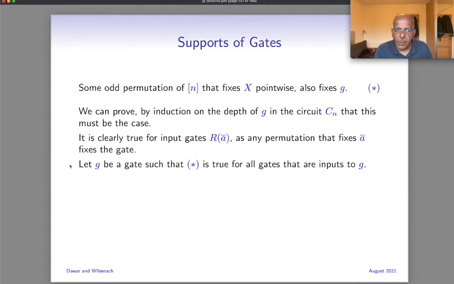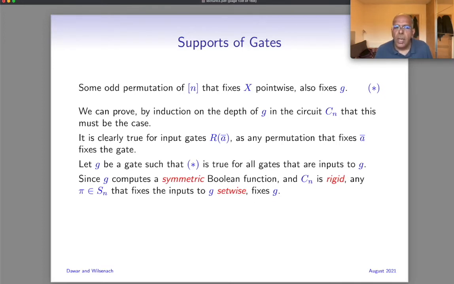Now, the induction step. Suppose we have a gate G for which this is true for all the inputs to G. We know that G computes a symmetric Boolean function, an AND or an OR or a threshold gate, meaning it is invariant under all permutations of the inputs to the gate. And the circuit is rigid, which means that if you have any permutation that fixes the inputs to G setwise, then it fixes G. Because if it fixes the inputs to G setwise, it must take G to something which has exactly the same set of inputs. But rigidity tells us that there are no redundant gates, so it must in fact fix G.